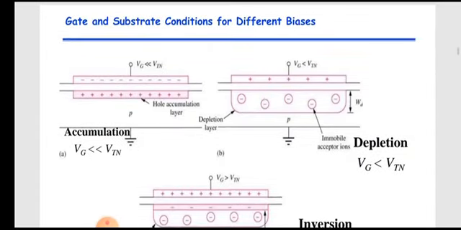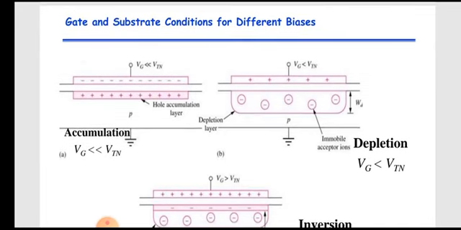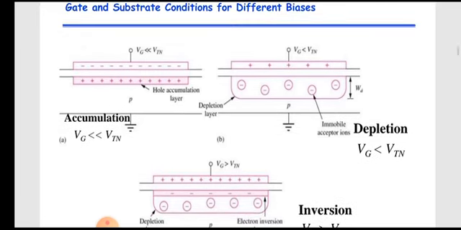Now the gate and substrate conditions for the different biases. The first condition is when VG is much less than VTN, that is, the gate voltage is much less than the threshold voltage of the N. At the upper layer we have a minus, and at the lower level we have a plus. Plus is used because the silicon we have taken here is p type, which has a hole carrier concentration of plus. So this is the accumulation condition.